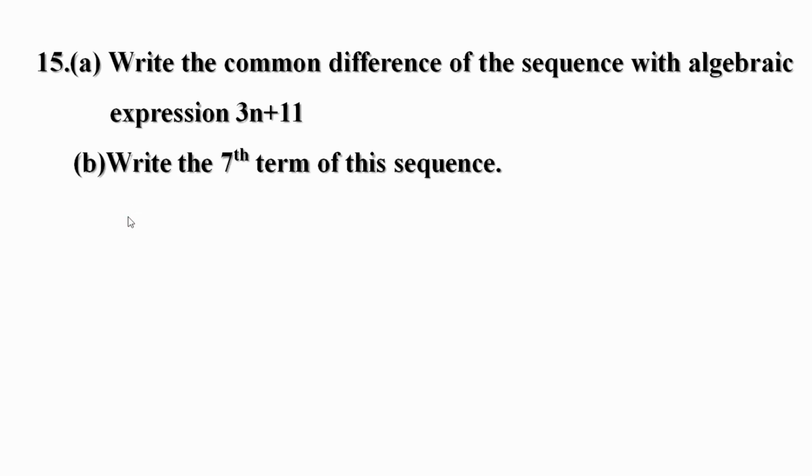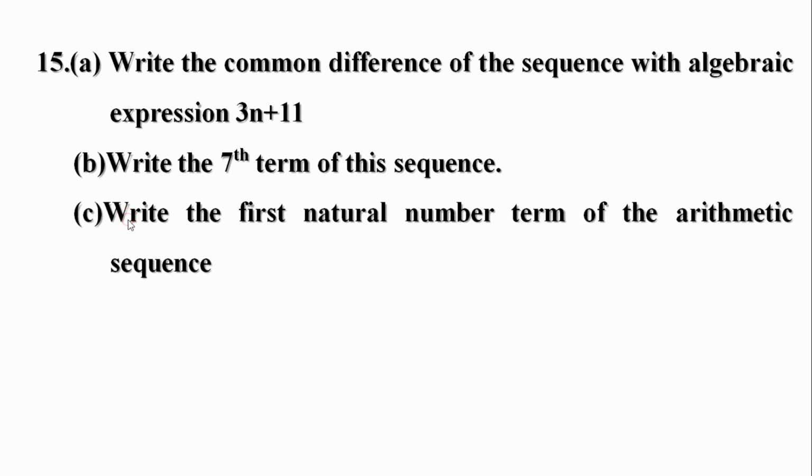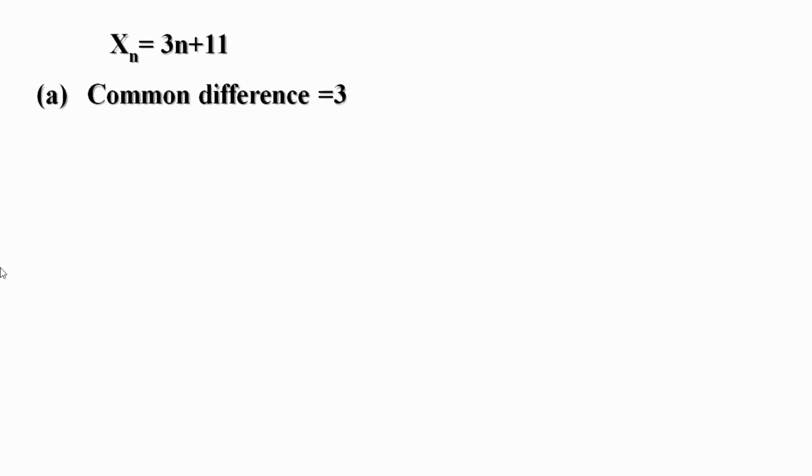15th question. Write the common difference of the sequence with algebraic expression 3n plus 11. Write the 7th term of this sequence, and write the first natural number term of the arithmetic sequence 14 by 8, 17 by 8, 20 by 8, etc. Given that the algebraic expression is xn equal to 3n plus 11, we have to find the common difference of this sequence. We know the common difference is the coefficient of n, that is equal to 3.